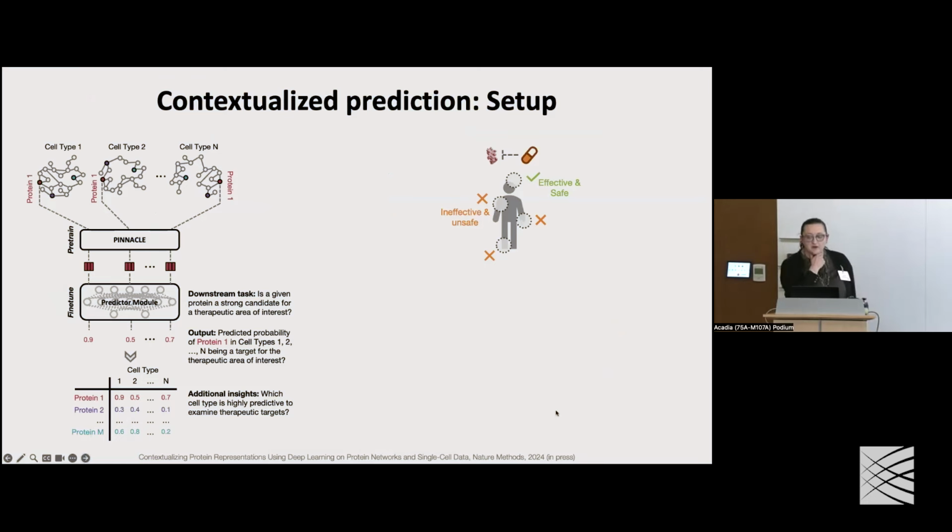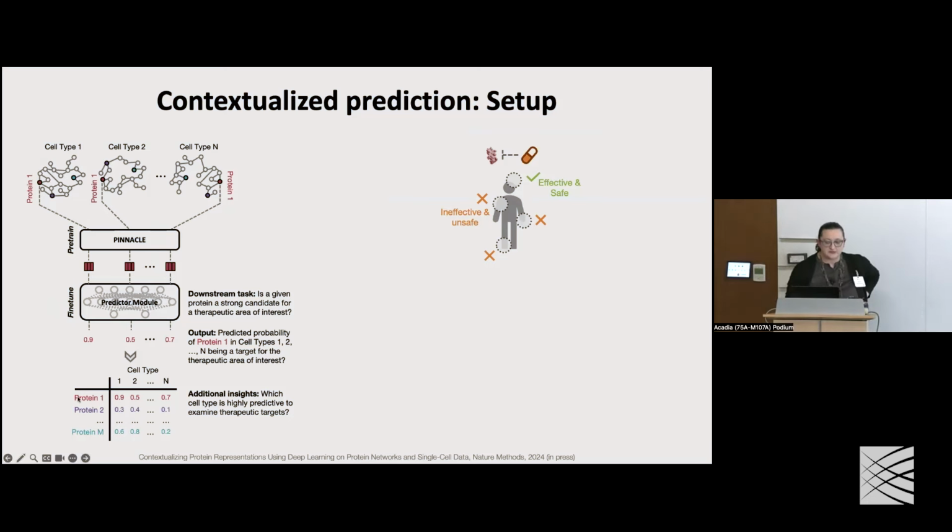Okay, so what is the setup for contextualized prediction? The broad, high level setup is shown here on the right part of the slide. We already know that we have a number of cell type specific contexts, and we will pre-train Pinnacle on that integrated network representation to generate the cell type specific protein embeddings. We have them, that's great. What we will do for contextualized prediction is take those embeddings and fine-tune them through a very simple prediction module, with the purpose of predicting for each and every protein in each and every cell type, whether that protein in that cell type could serve as a potential therapeutic target for a therapeutic area of interest.